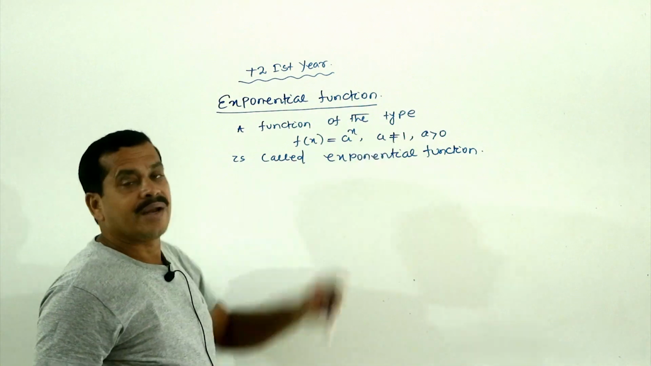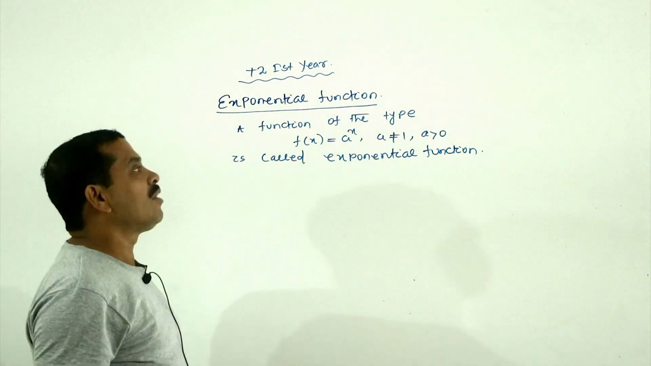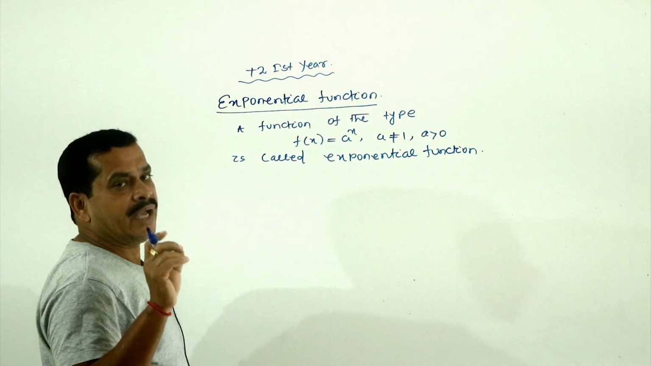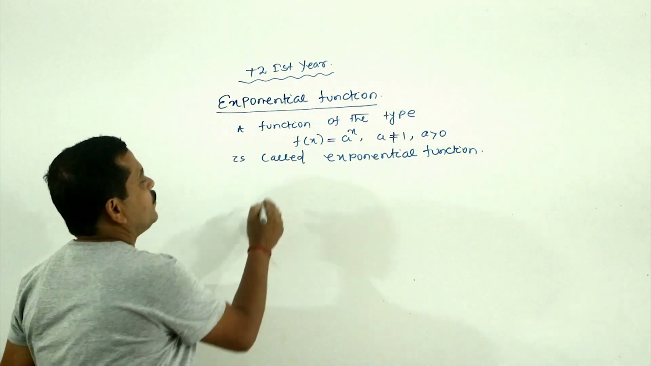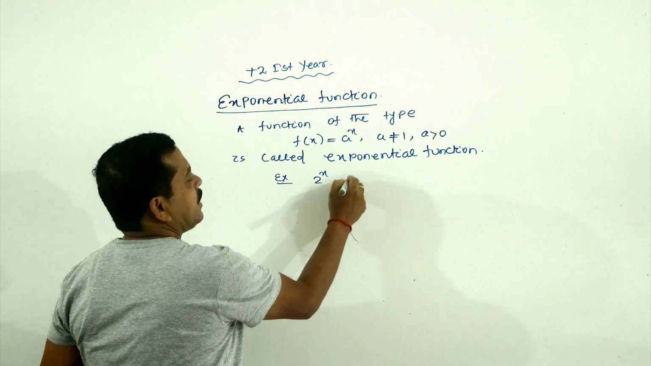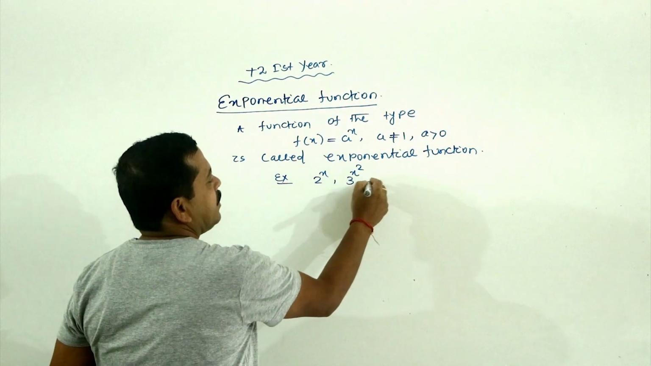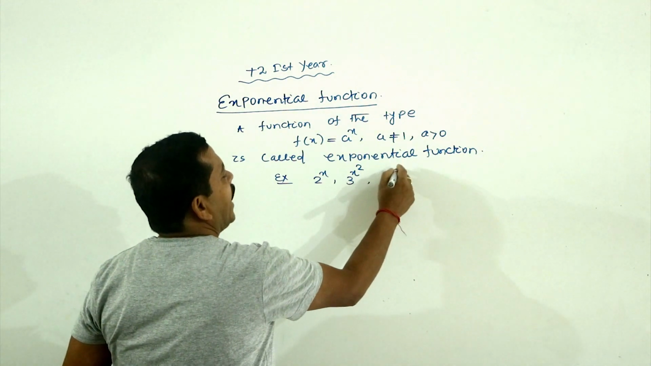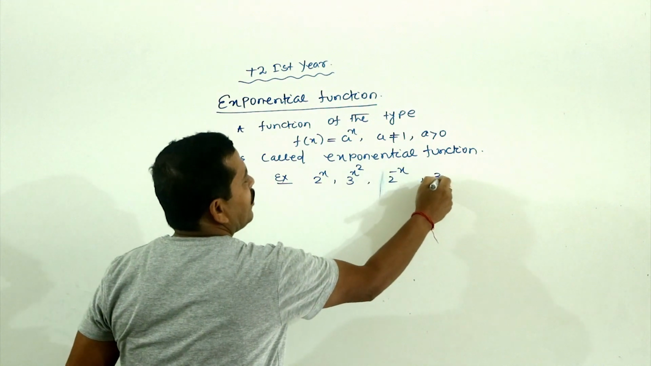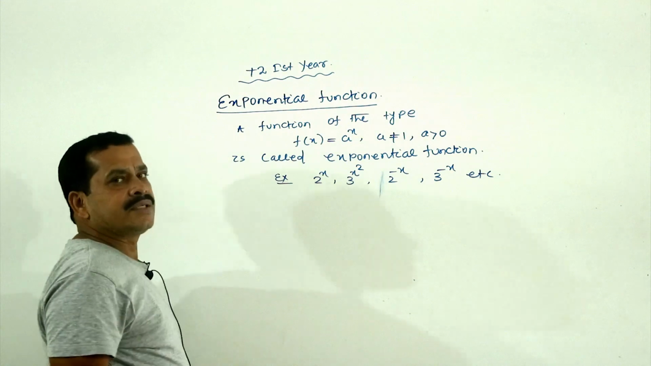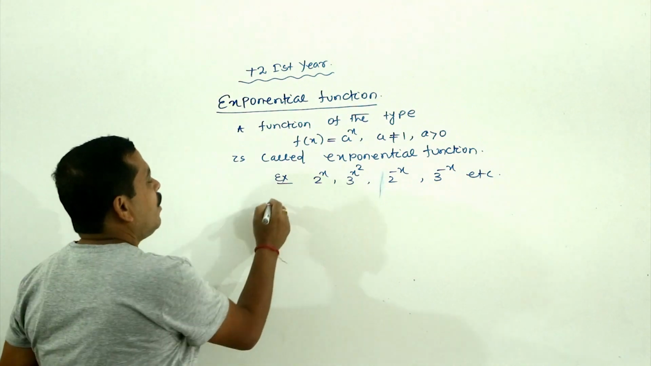A cannot be 1 and a is a positive real number, then this type of function is known as exponential function. For example, 2 to the power x, 3 to the power x squared, 2 to the power minus x, 3 to the power minus x, etc. These are known as exponential functions.